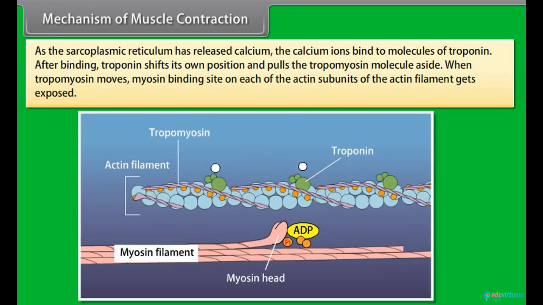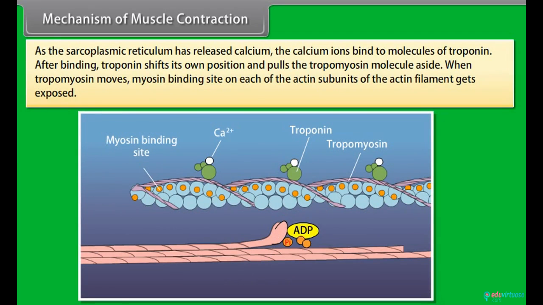As the sarcoplasmic reticulum has released calcium, the calcium ions bind to the molecules of troponin. After binding, troponin shifts its own position and pulls the tropomyosin molecule aside. When tropomyosin moves, myosin binding site on each of the actin subunits of the actin filament gets exposed.